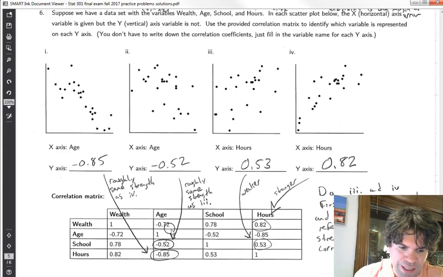Just as a really quick aside, I forgot to mention this. These ones are just nonsense. This is the correlation of wealth with wealth, age with age, school with school, hours with hours. Any variable is going to be perfectly positively correlated with itself. So these don't mean anything.